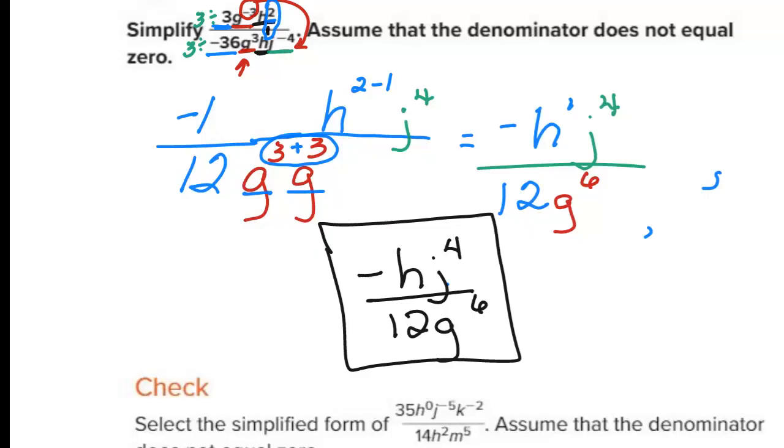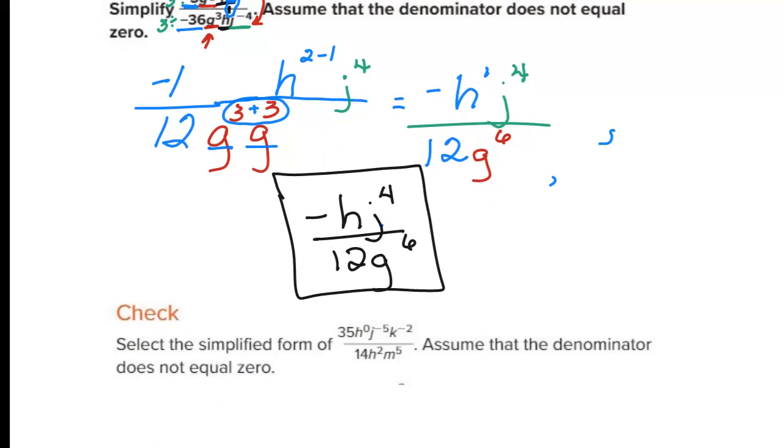You can leave the negative 1 in front, or you can just say negative, because negative 1 times anything is just going to leave it as negative. Good question. Negative 1 times h would be negative h. It would be the same.